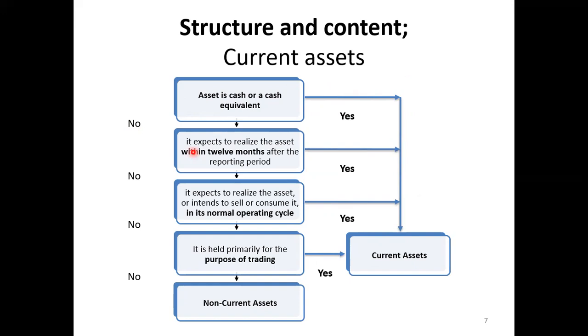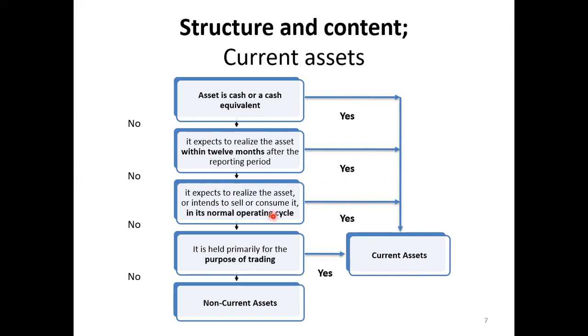Does the entity expect to realize the asset within 12 months after the reporting period? After the reporting period, the entity has an intention, an expectation, to realize the asset. If the answer is yes, then it belongs to current assets. But if the answer is no, then we go to the third criterion: does it expect to realize the asset, or intend to sell or consume it, in its normal operating cycle?